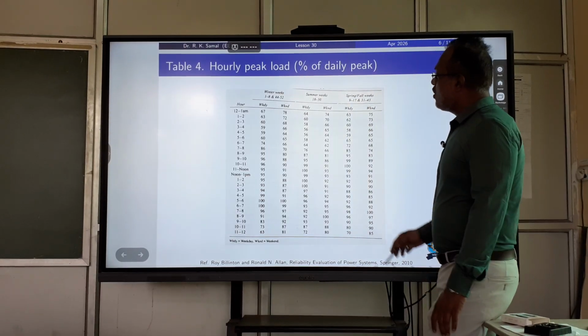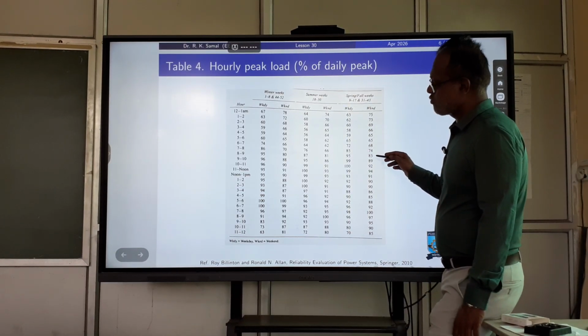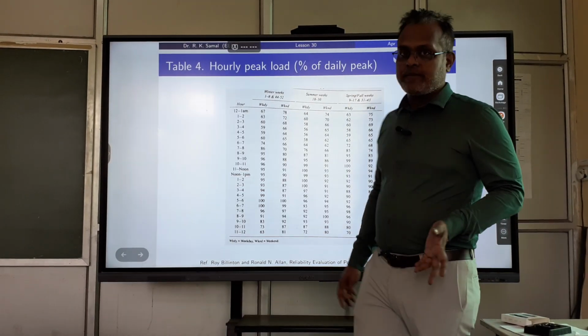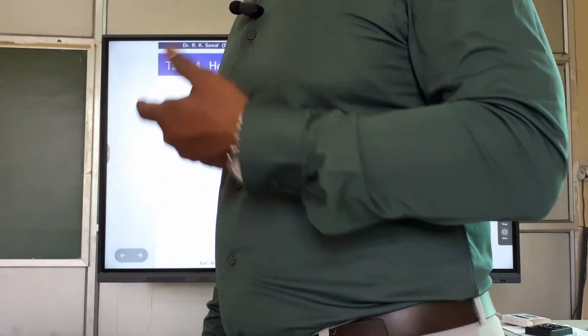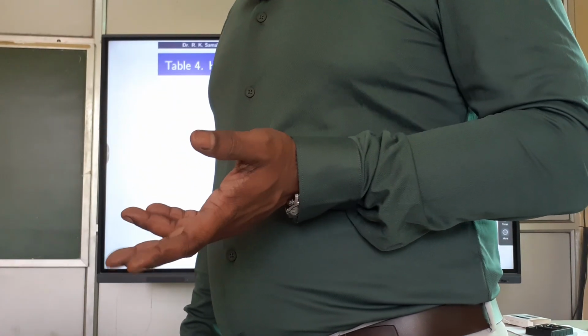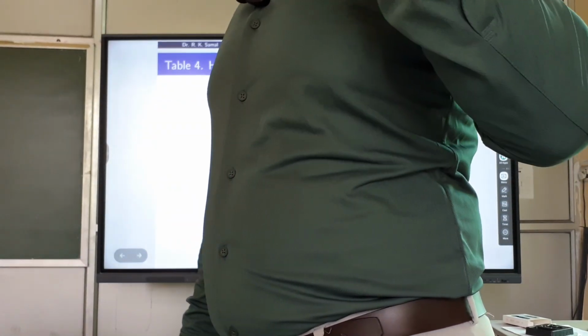And all this you can make into a program. There are programs available also; you can search in Google. Anyone who works on this can develop a small program so that when you change the annual peak load, the load for all the hours of the year is calculated automatically.